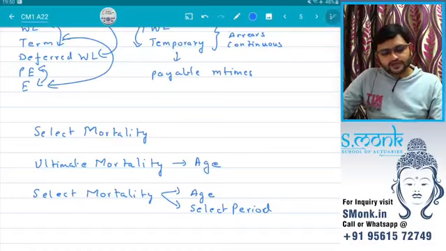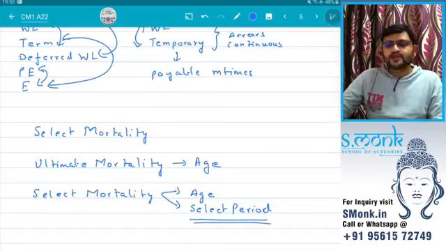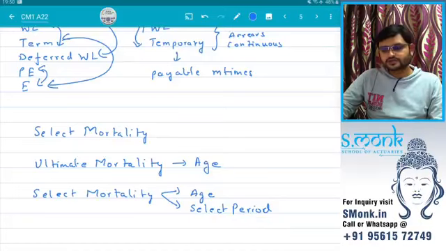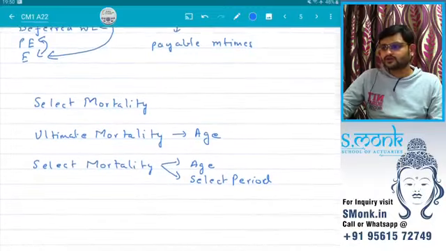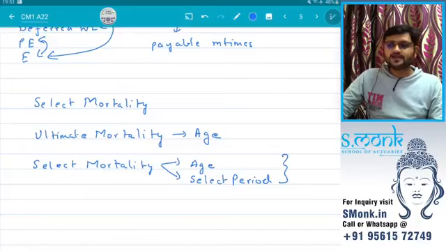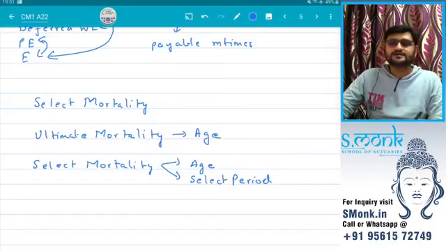Just trying to say there might be some kind of a screening process that might determine in which category a customer or a policy holder might go in. So we have two factors. We have age, and the second is when did that selection process happen? That screening process, we'll call it the selection process. Okay. So the selection period is how long that selection period lasts.